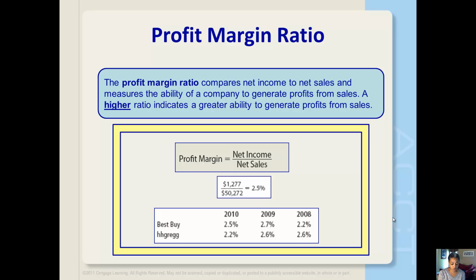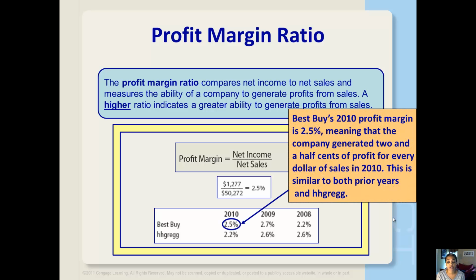The profit margin ratio compares net income to net sales and measures the ability of a company to generate profits from sales. A higher ratio indicates a greater ability to generate profits from sales. So now going back to Best Buy, their 2010 profit margin is 2.5%, which means that they generated 2.5 cents of profit for every dollar of sales.